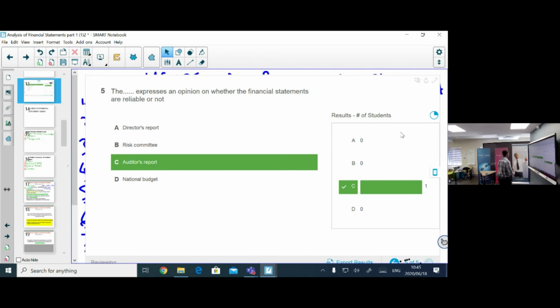So tomorrow, please prepare for those ratios. We're going to start with the profitability one. Maybe if we find time, we'll also do the liquidity one. Okay.